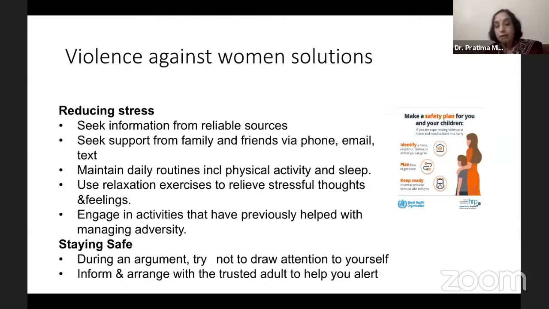Try not to draw attention to yourself, and inform and arrange trusted friends when you have some real issues, so that you can get their attention, and you can get access to proper services, proper health care services.